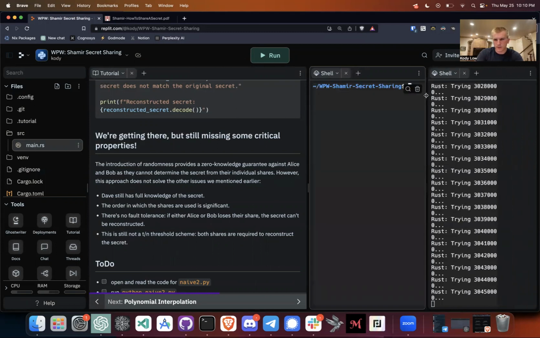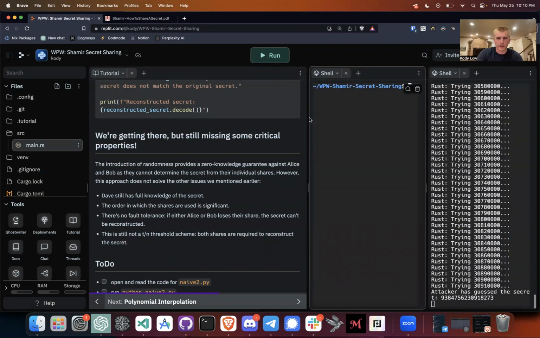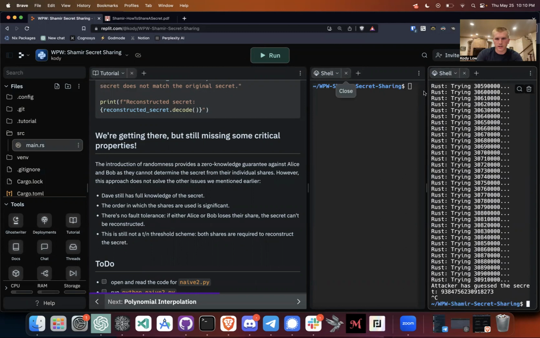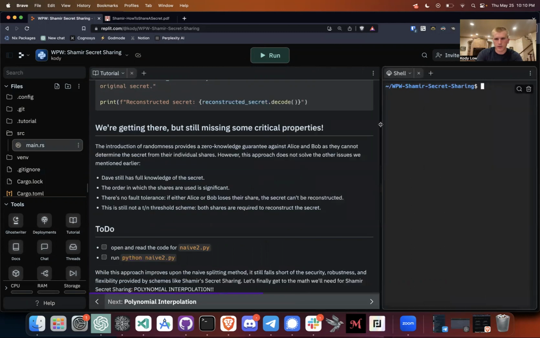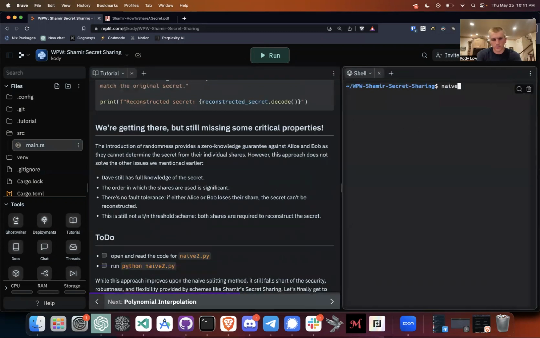Yeah, this is going to finish pretty soon. There you go. Attacker gets the secret, and then it kills the code. Cool. So we go over here, and now we're going to run the naive 2.